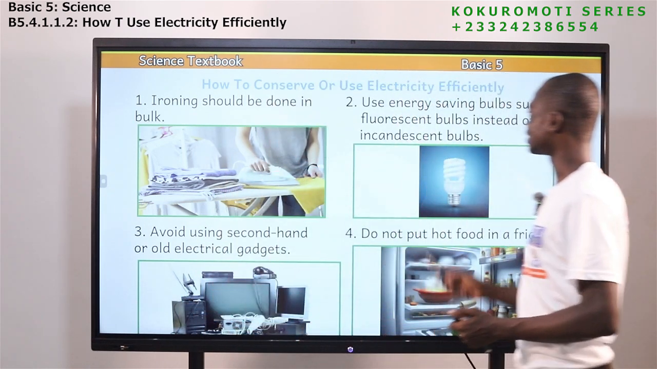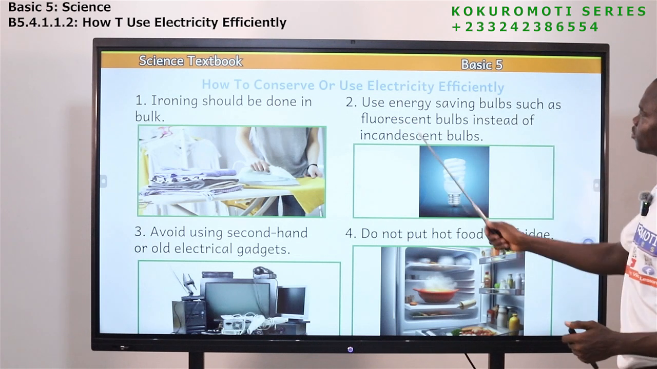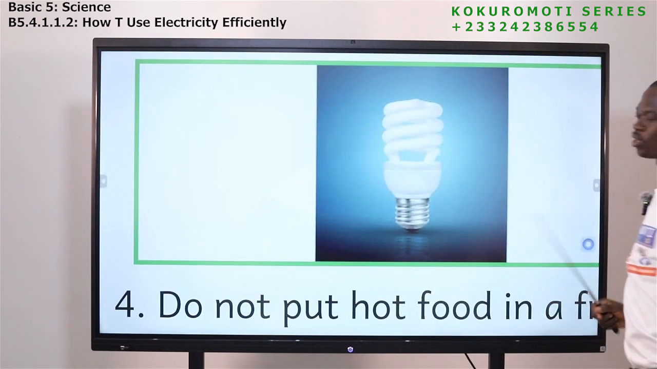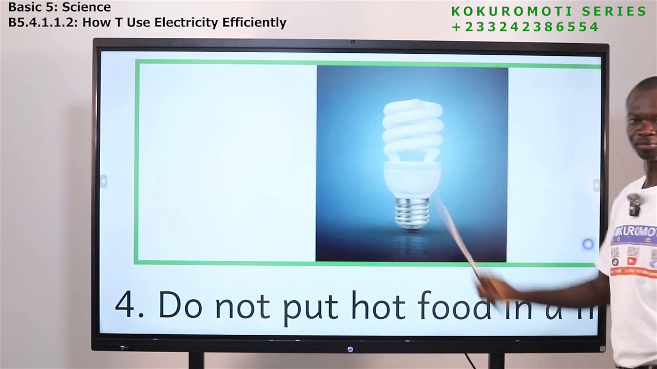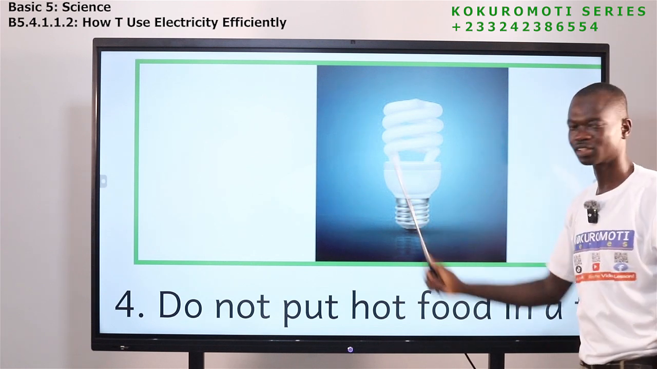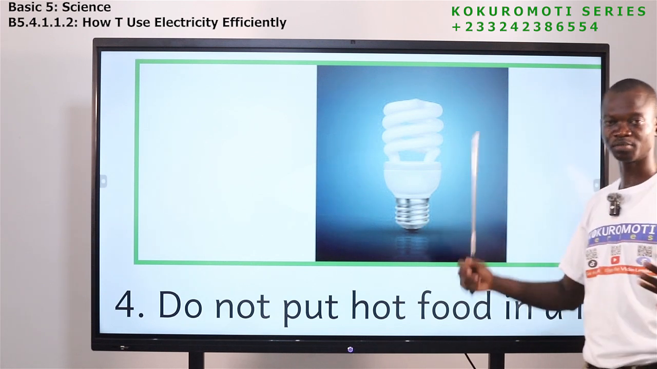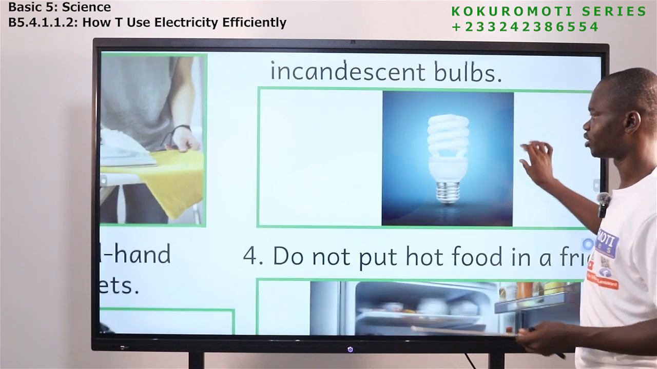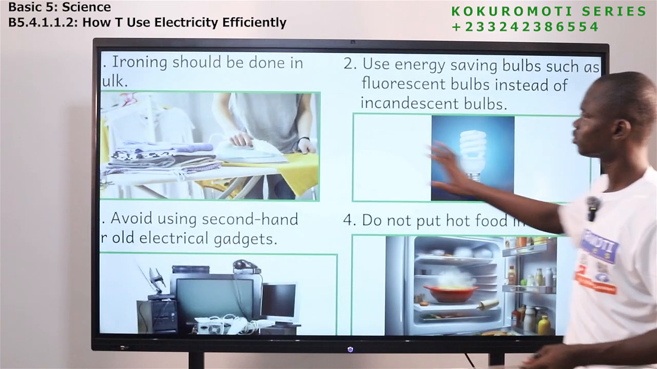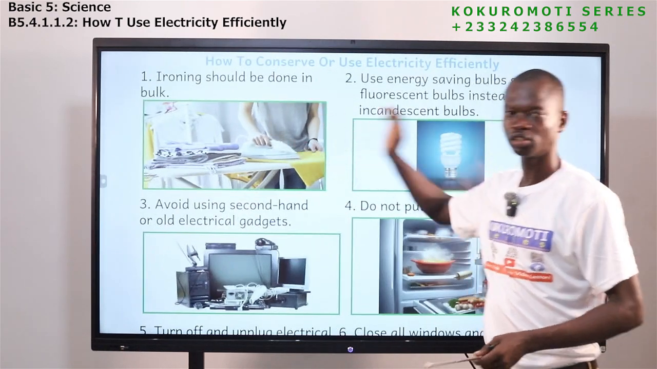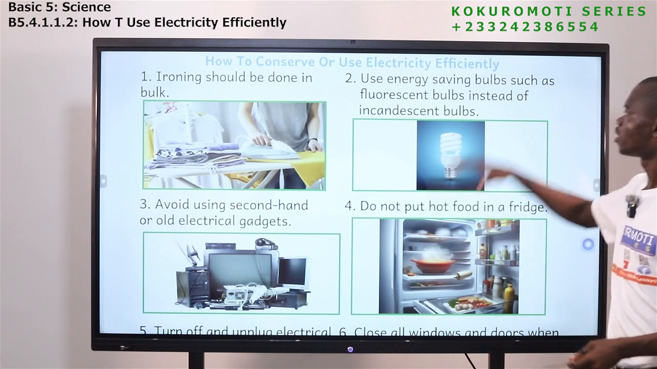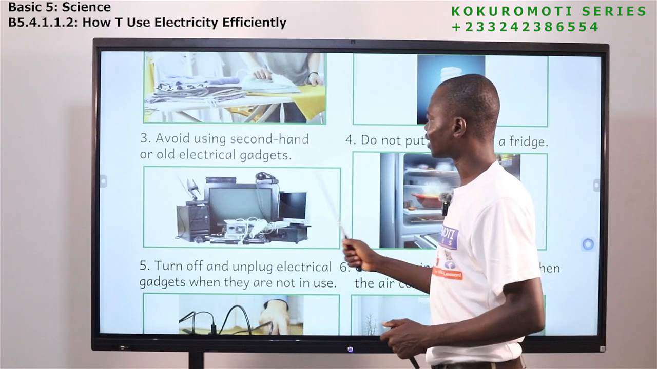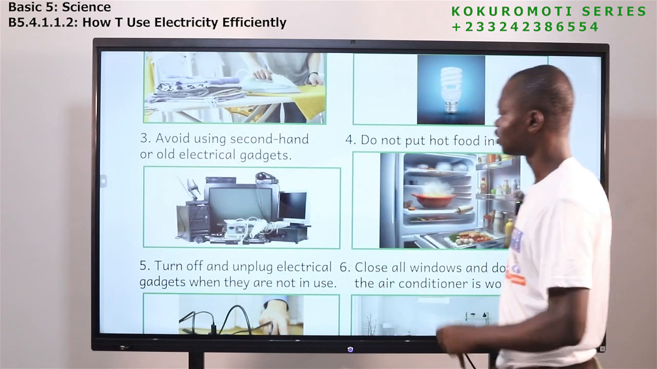Okay, the second point is to use energy saving bulbs such as fluorescent bulbs instead of incandescent bulbs. So this is the fluorescent bulb. We need to use this one. So if you have a bulb and it is not this type, it is not fluorescent, it means the one that you are using is what? Incandescent, and that one consumes a lot of energy. Okay, so if you iron in bulk, you conserve energy. If you also use this bulb, you conserve energy. The next one, avoid using second-hand or old electrical gadgets. So look at this.